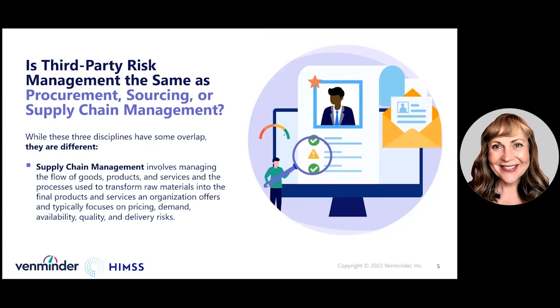Now, keep in mind, every organization is different, but here are the typical responsibilities for each discipline. So if we start with supply chain management, they're responsible for managing the flow of goods and services and the processes that go into providing finished goods and services that are offered by your organization. And traditionally, they have a focus on areas such as pricing, demand, availability, quality, and service risk.